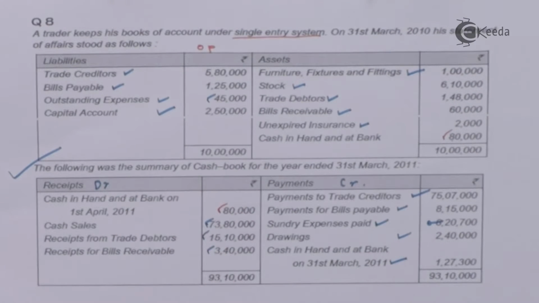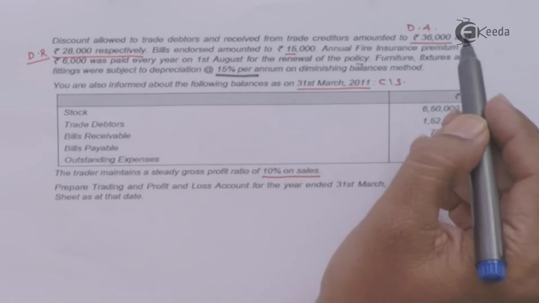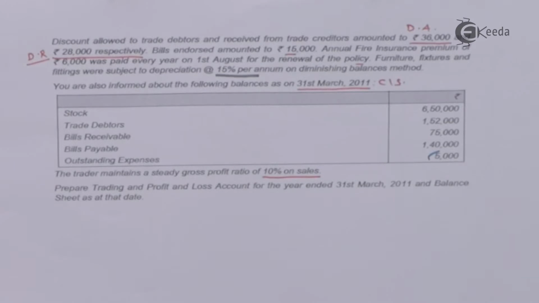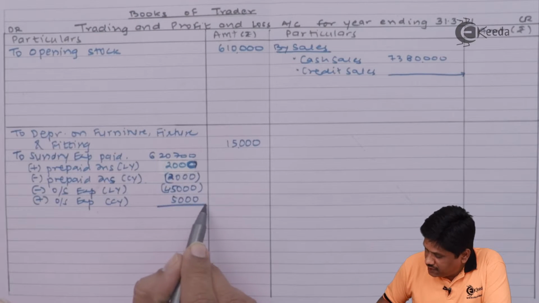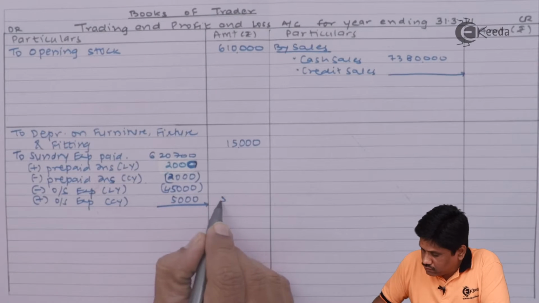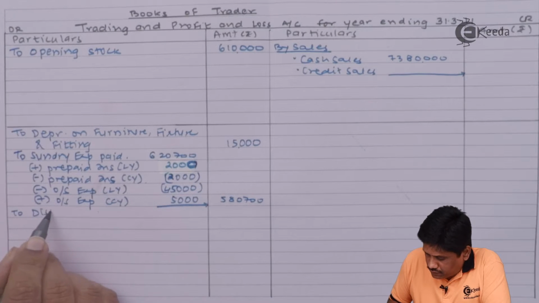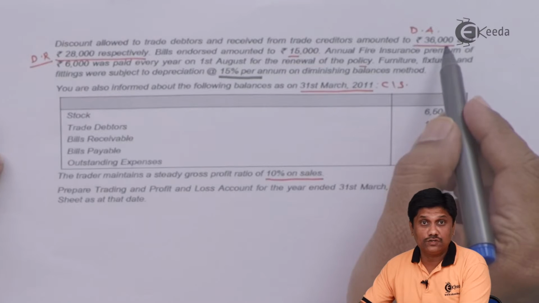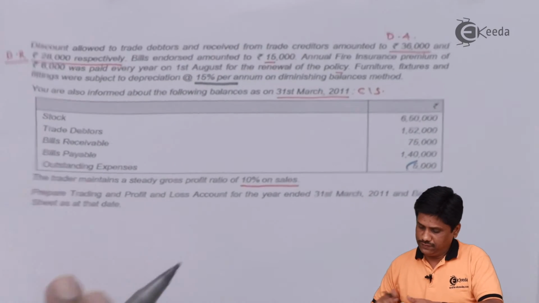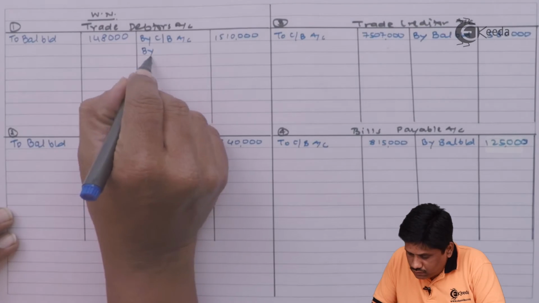Now let us move on to the next information. Next information given is discount allowed to trade debtors 36,000. So discount allowed will be debited to PL account and it will be credited to debtors. Before I write discount, I need to take a total of this sundry expense finally in the outer column. So I am doing that. Now I am writing discount allowed. Discount allowed amount is 36,000. So I need to write 36,000 as a discount allowed. This will be credited to debtors.